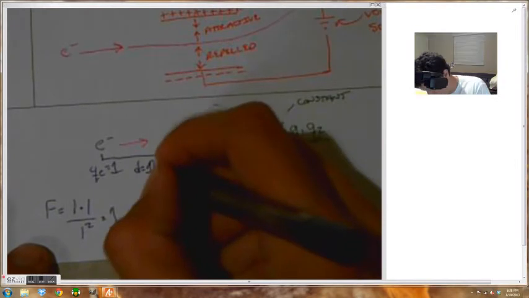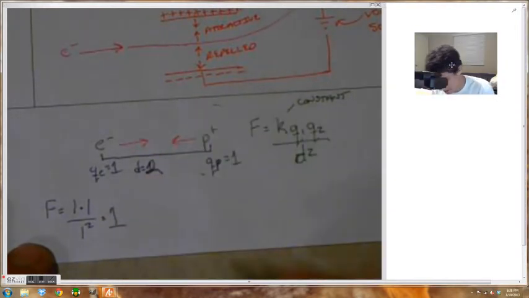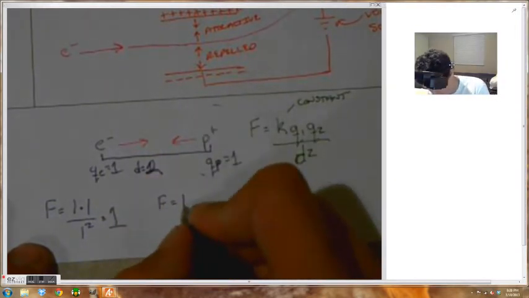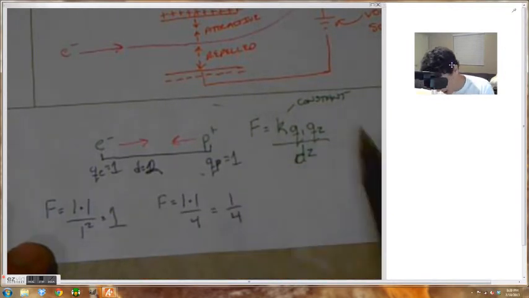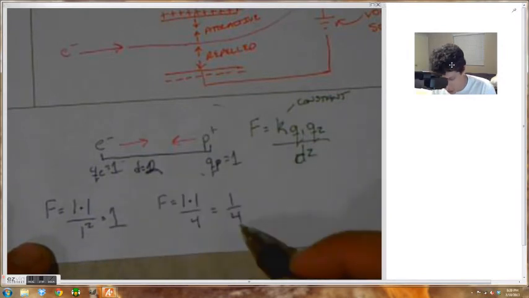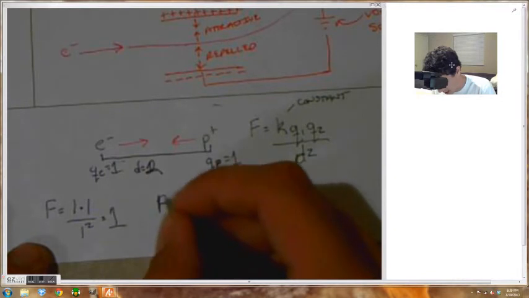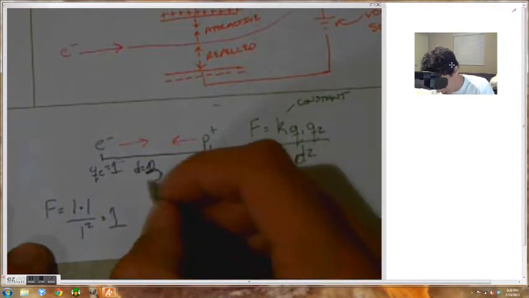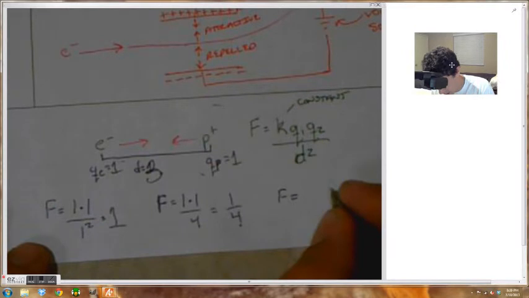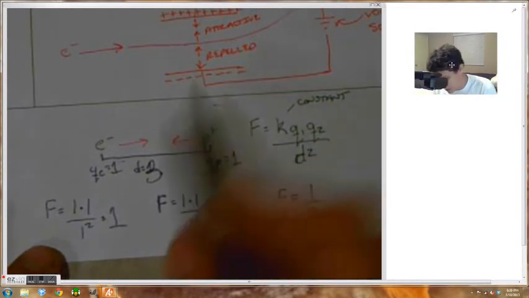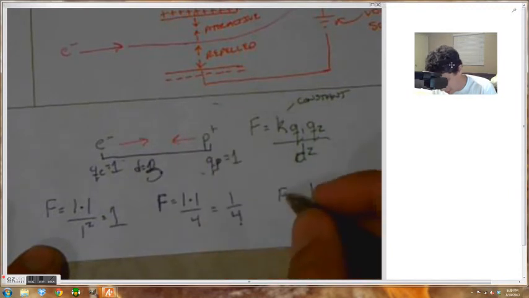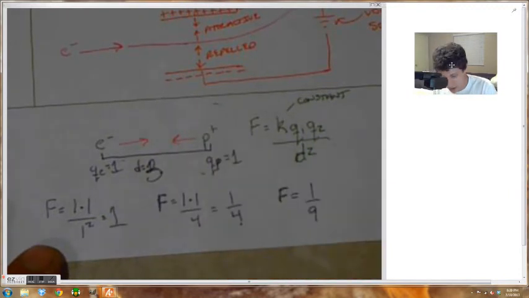Now let's say I double the distance. So now the force equals 1 times 1 over 4. So now our force is 1/4. By doubling the distance, we've reduced the force, or the attractiveness here, by a factor of 4. If we increase that to a 3, the force is going to go to 1/9, the attraction. So as radius increases, the force between the two charges goes down drastically. That's the first key piece.